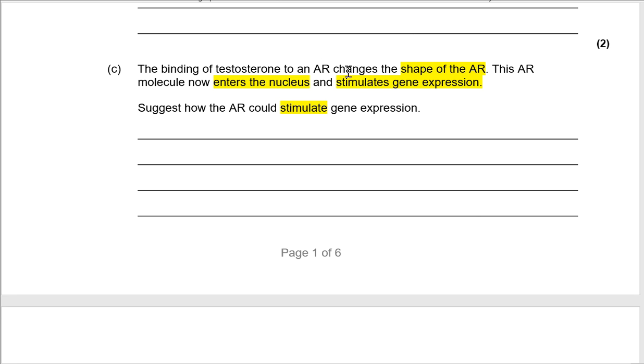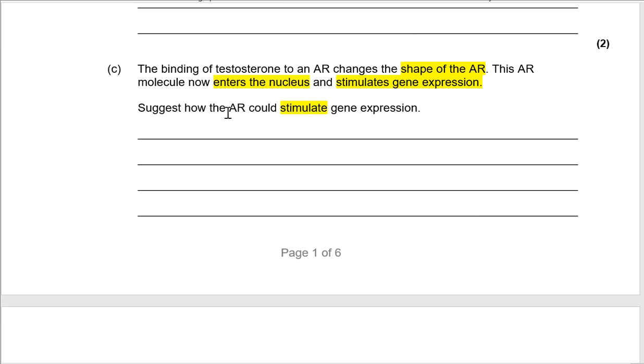AR is a transcription factor. When the hormone testosterone binds to it, it changes shape. And to make us even more convinced that this is a transcription factor, it now moves from the cytoplasm into the nucleus and then stimulates gene expression. There should be no doubt from the A-level spec what this molecule is. This is a transcription factor.